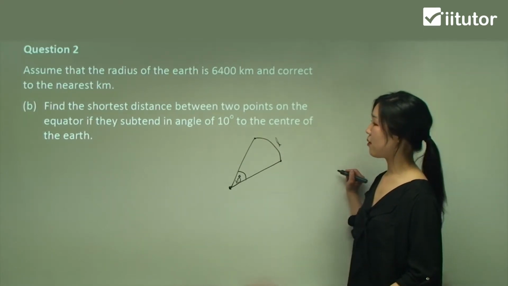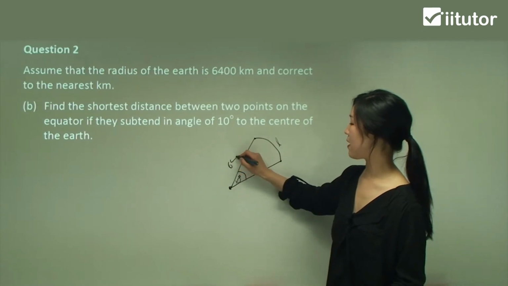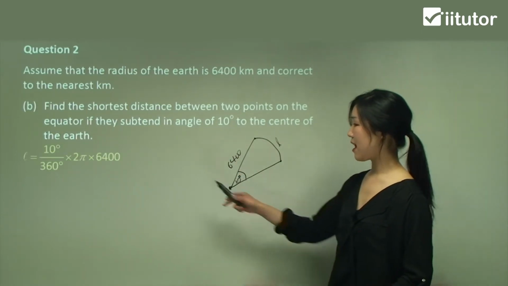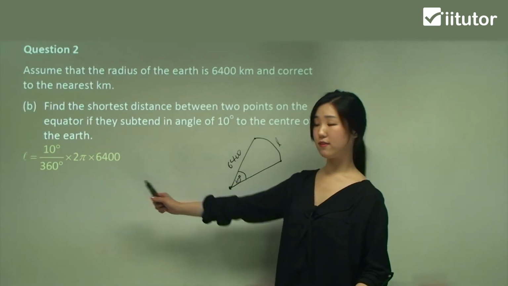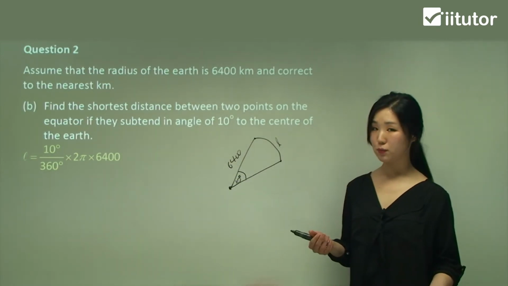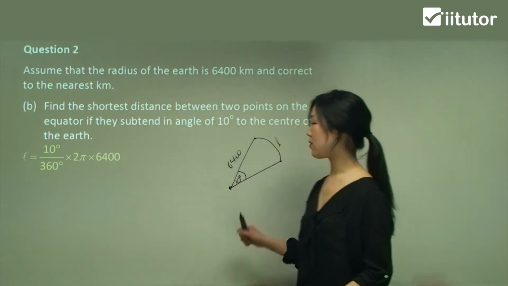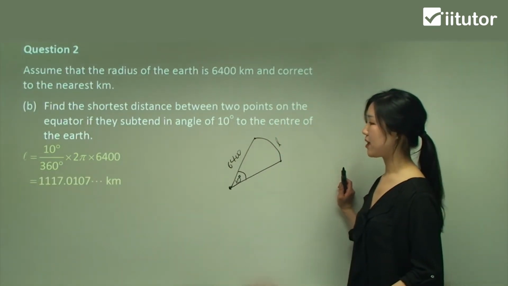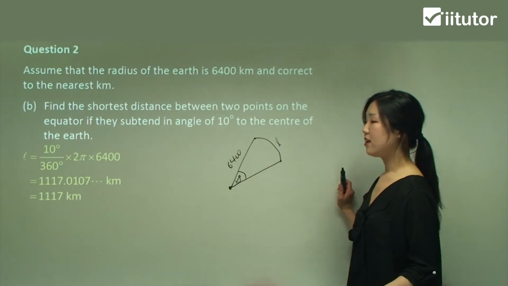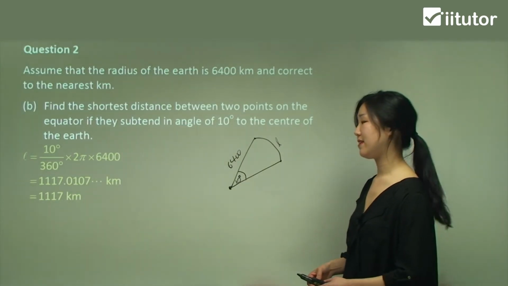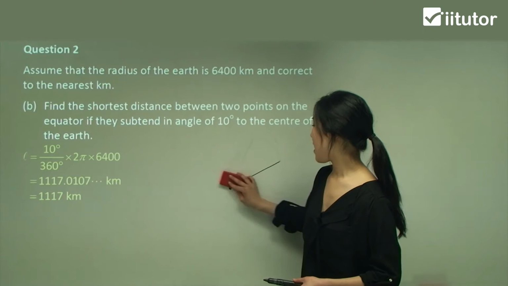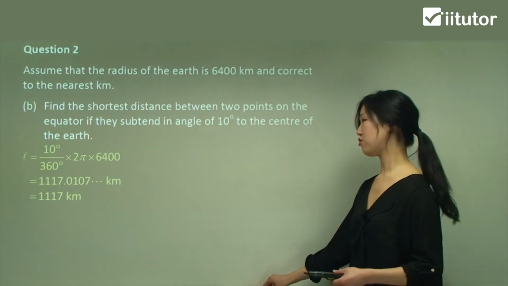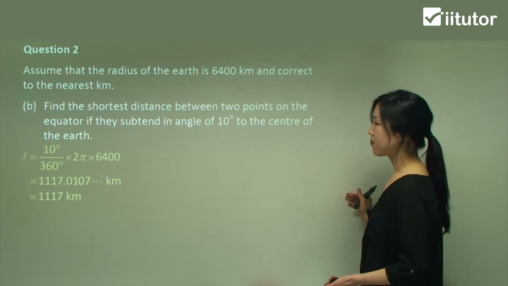Alright, so again the radius is still going to be 6,400, so let's put it all in. The fraction is 10 degrees out of the 360 degrees. We multiply it by 2 pi r, where radius is given to us, and multiply it all together. And to the nearest kilometer, it should be just 1,117 kilometers. That is pretty much it. So it's always very useful to draw a diagram first. I suggest you do that even if it looks easy.